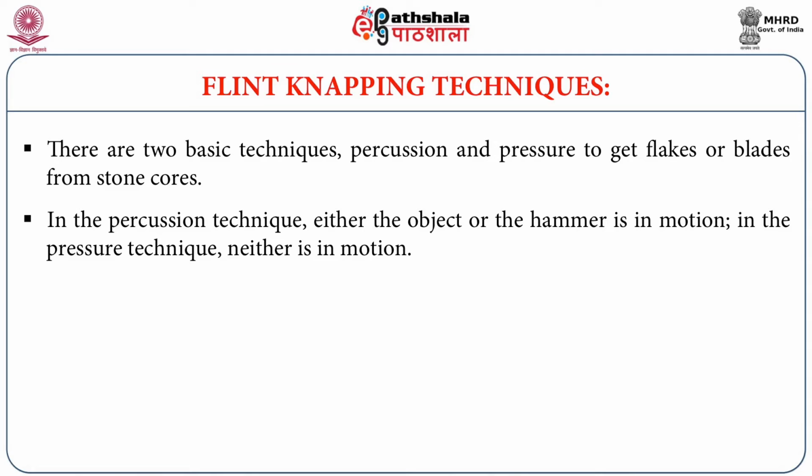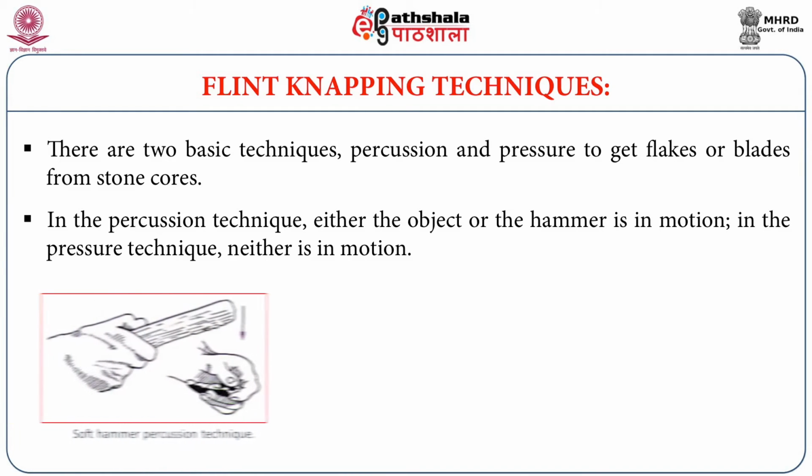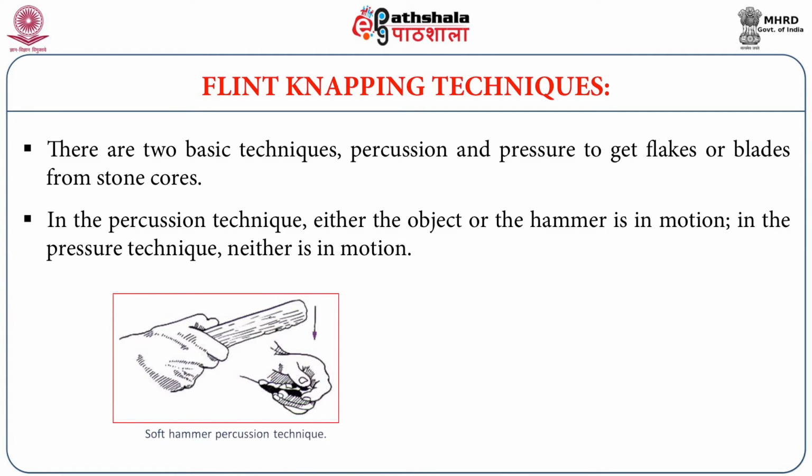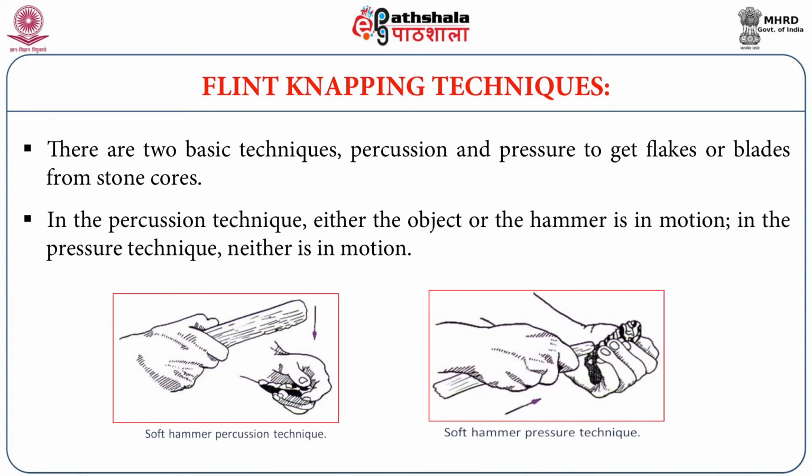Flint knapping technique that is employed for producing blades has two basic techniques. One is percussion technique and another is pressure technique. In case of percussion technique, either the object or the hammer is in motion. In the pressure technique, neither of them is in motion. As you can see from these two illustrations, the hammer is in motion and the point that has been used for secondary retouch is in motion, whereas the object which is held in the left hand is not in motion.